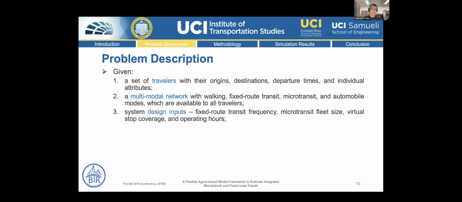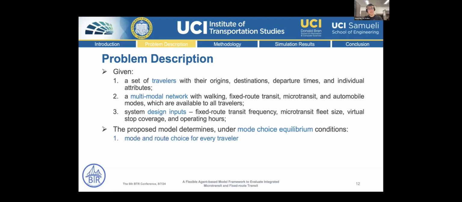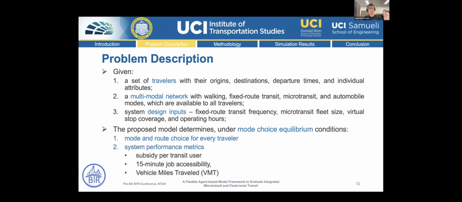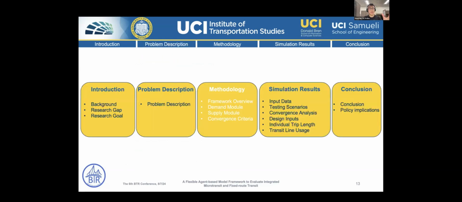And we also have different design inputs: transit frequency, microtransit fleet size, virtual stop coverage, operating hours. And this model determines, under the mode choice equilibrium, what are the mode and route choice for each traveler, and what are some of the system performance metrics, including subsidy per transit rider, 15-minute job accessibility, and vehicle miles traveled. So let's look at how we model the system, and let's look at our methodology.